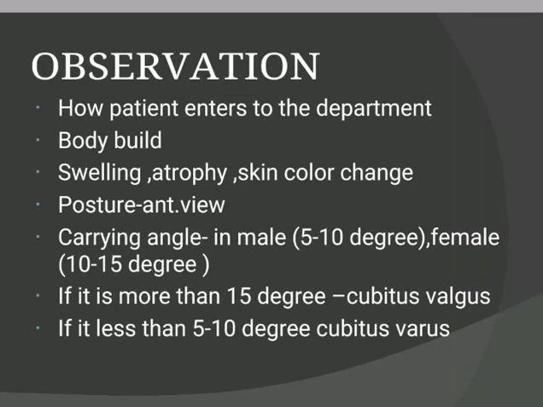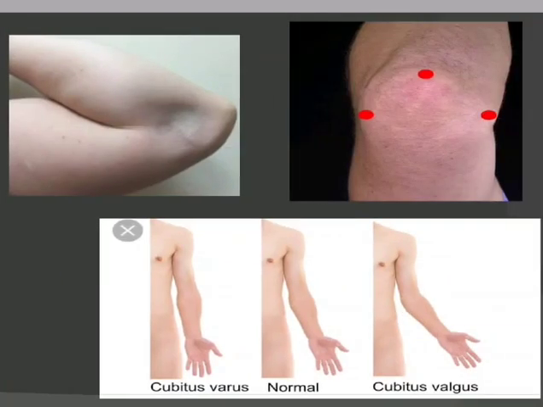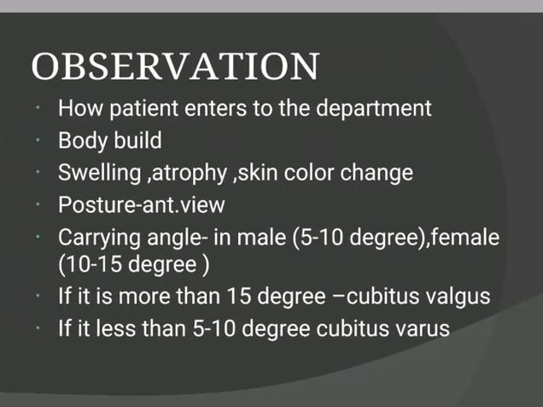Then in observation, like in shoulder observation, I told that how the patient enters the department is the main fact. You can see the patient's arm swing and which position the patient holds the arm. And in the body build, you have to see whether the patient is ectomorphic, endomorphic, or mesomorphic. Then you can see the swelling, atrophy, or skin color changes. You can't palpate, you can only observe.